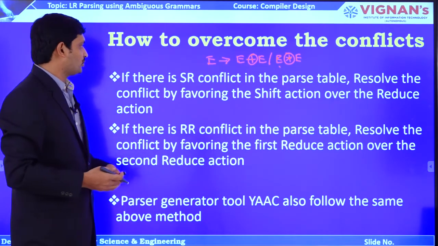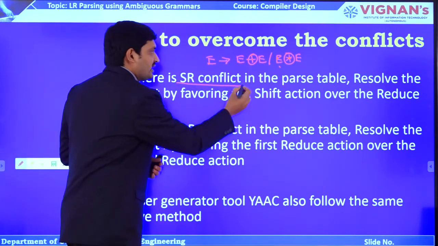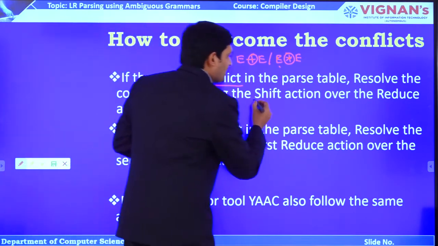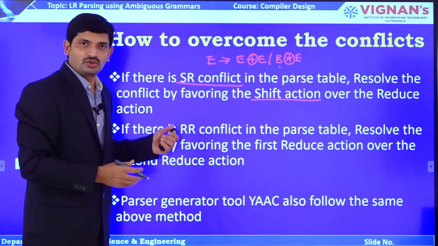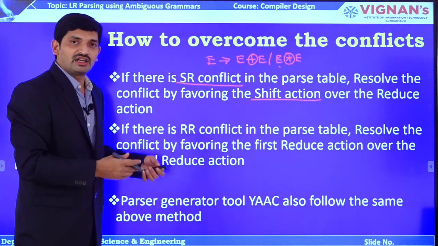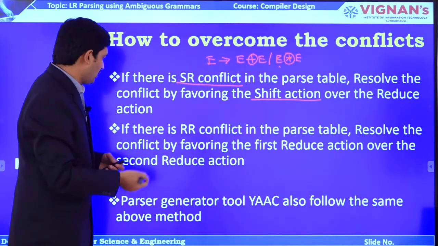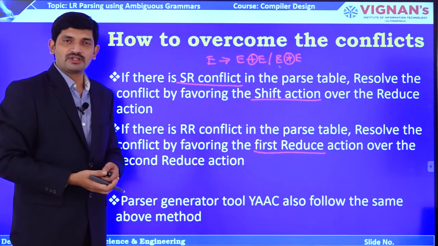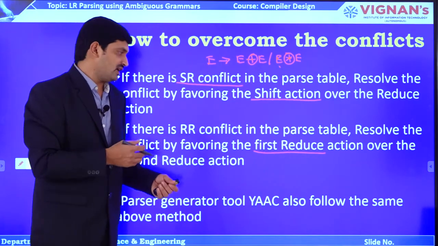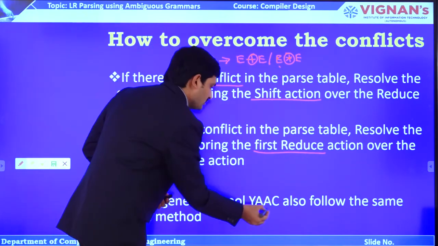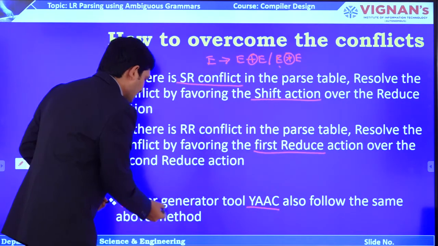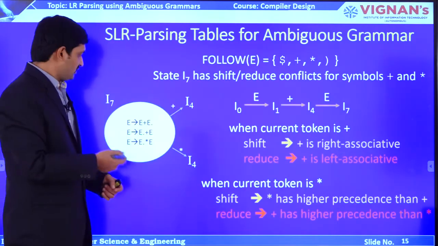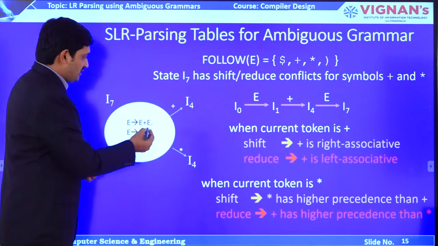So, come to the first one. If there is an SR conflict in the parse table, resolve the conflict by favoring the shift action over the reduce operation. If there is an RR conflict, favor the first reduce operation over the second reduce operation. The same thing is applied by YACC, which is a parser generator, to overcome the various conflicts. As we discussed, in the I7 state there is a final item.